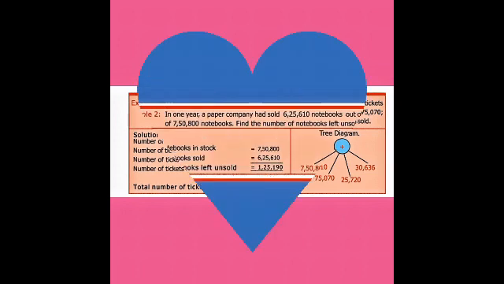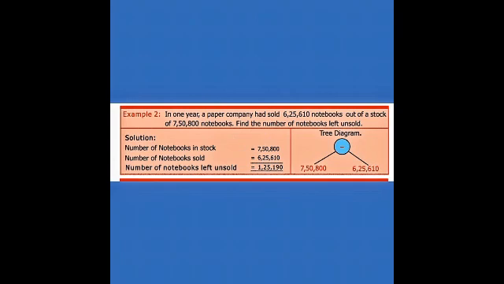Next, we are moving to example 2. In 1 year, a paper company has sold 6,25,610 notebooks. Out of a stock of 7,50,800 notebooks, find the number of notebooks left unsold. Here, left means we should do the subtraction. So, number of notebooks in stock is 7,50,800. Number of notebooks sold is 6,25,610. Number of notebooks left unsold is 1,25,190.